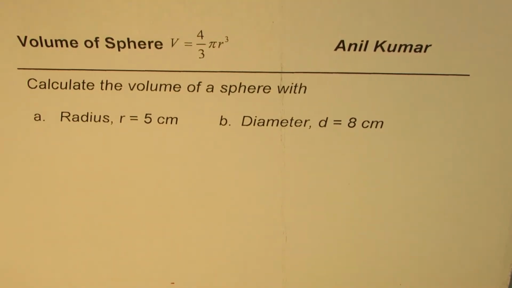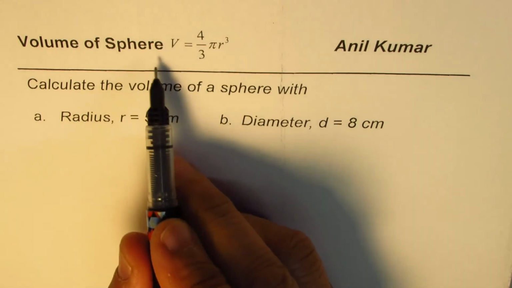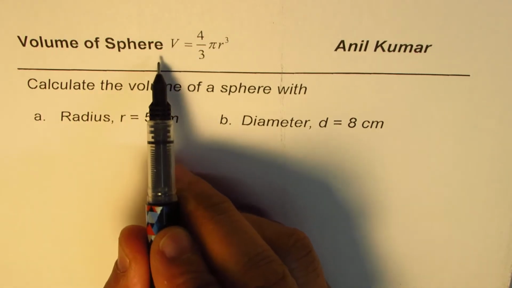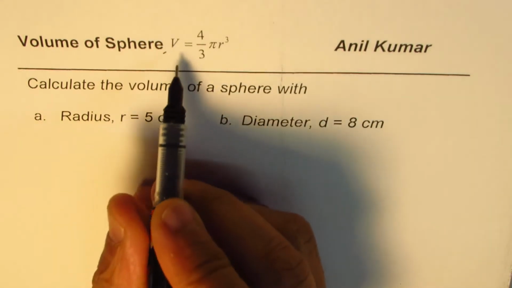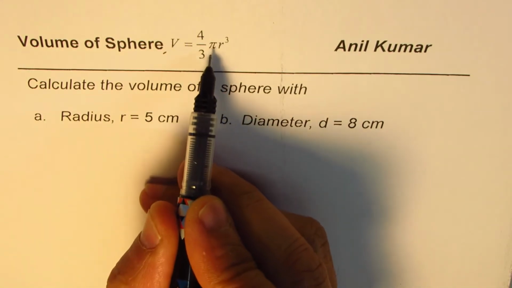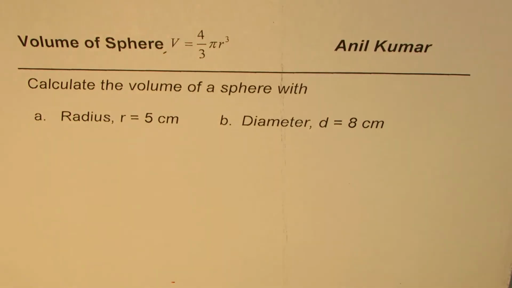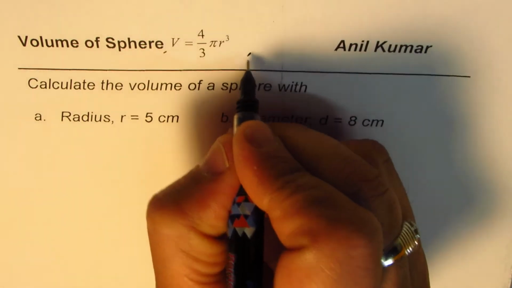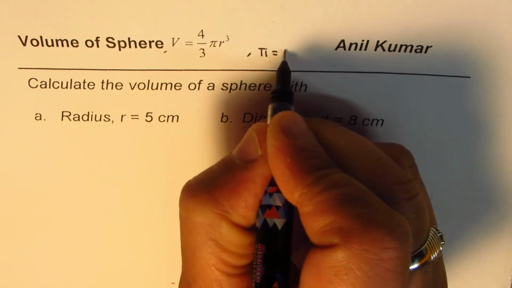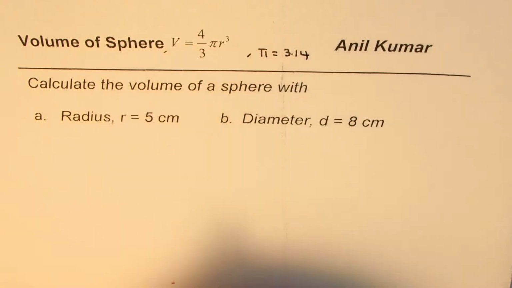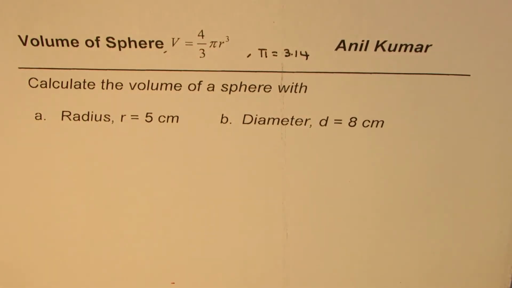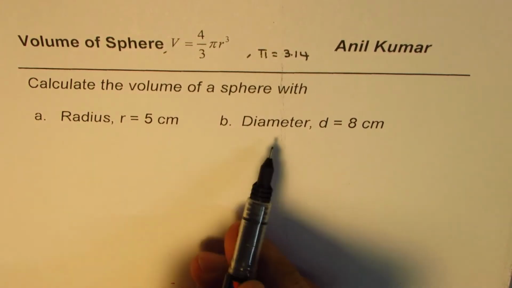I'm Anil Kumar, and in this video we will learn how to find the volume of a sphere. Now the formula for the volume of the sphere is volume V equals 4 by 3 pi r cube. So that's the formula. At times you can use pi as equal to 3.14, right? Or in your calculator also you have pi, you can use that value. So we'll have two examples here.